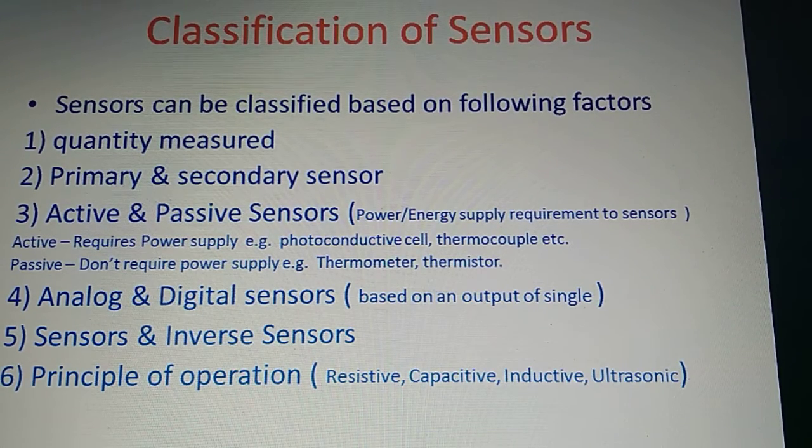The next type of sensors are analog and digital sensors, and these are classified based on the output signal. If the output signal is continuous, then the sensor is called an analog sensor. If the output signal is discrete, or not continuous, then the sensor is called a digital sensor. The next classification of the sensors is sensors and inverse sensors. This depends upon the function of the device. And the next classification of the sensor is based on the principle of operation.